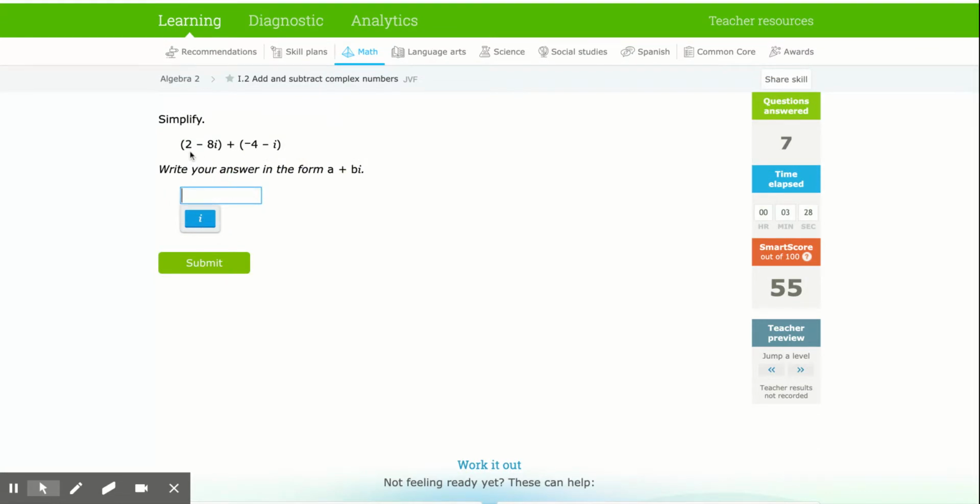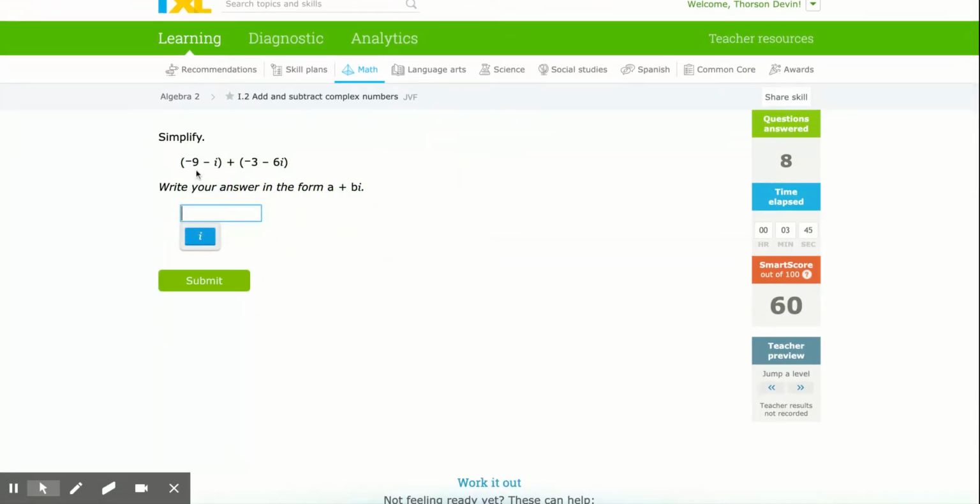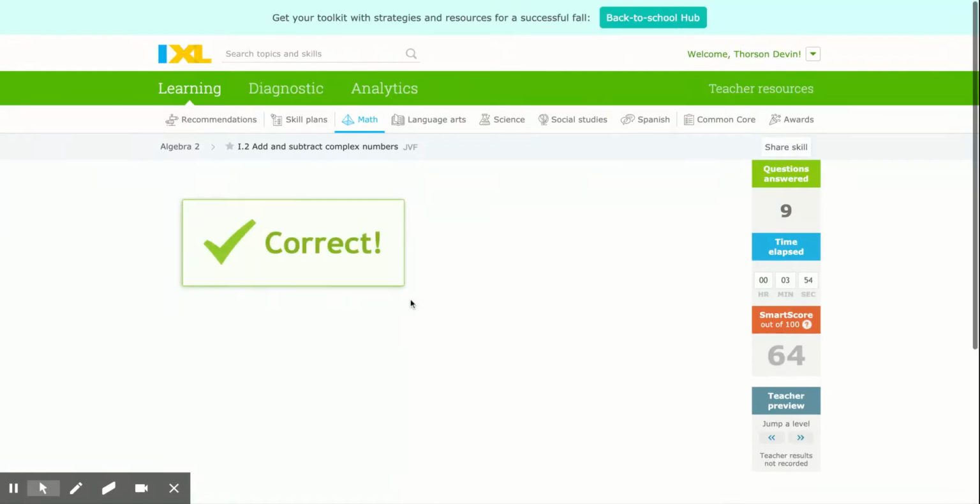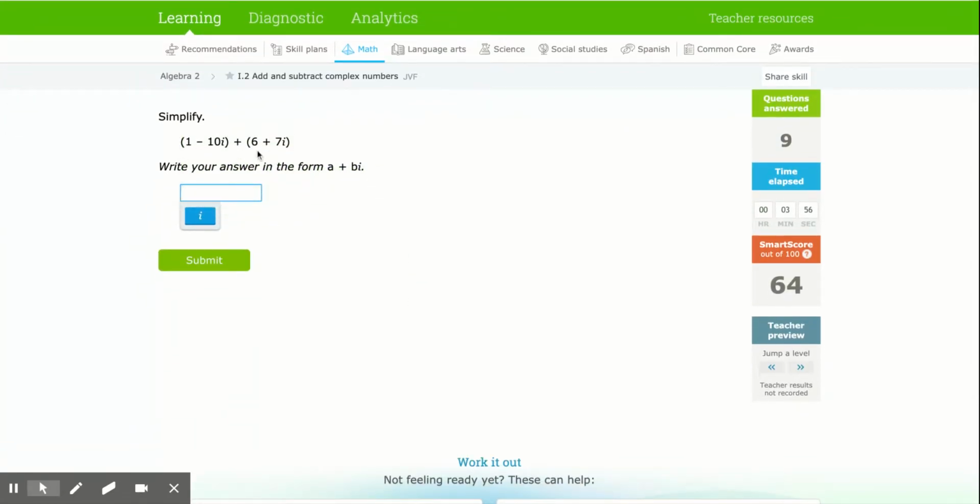Same process here. We've got a 2 plus a negative 4, so that's going to be a negative 2. We've got a negative 8i plus a negative 1i. That's going to be a minus 9i. Negative 9 plus negative 3 is negative 12. Negative 1i plus negative 6i is going to be a negative 7i. 1 plus 6 is 7. Negative 10 i's plus 7 more will be a negative 3i.